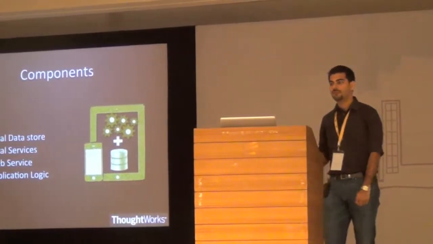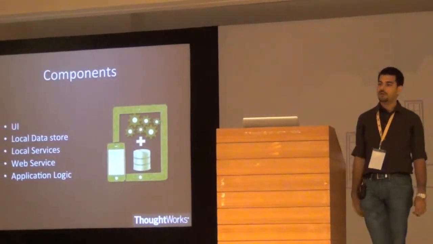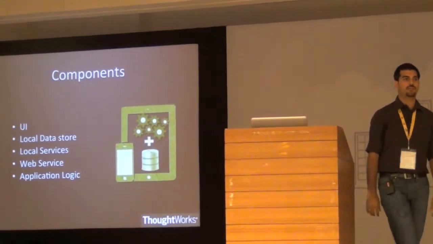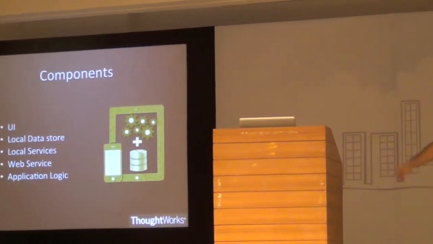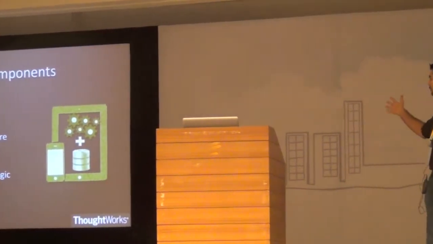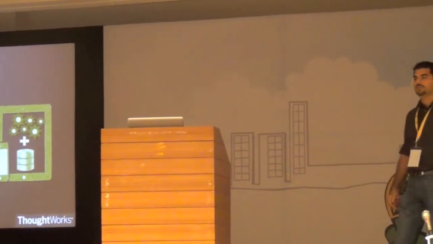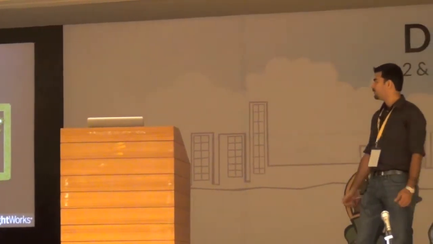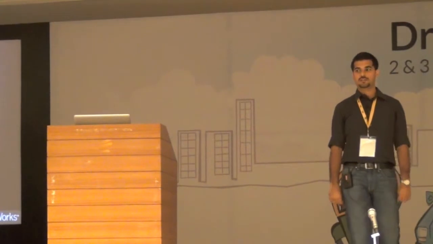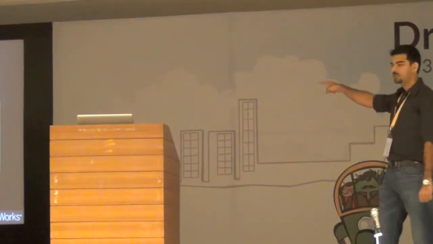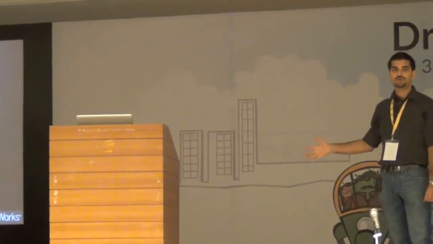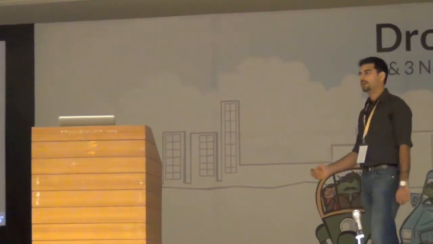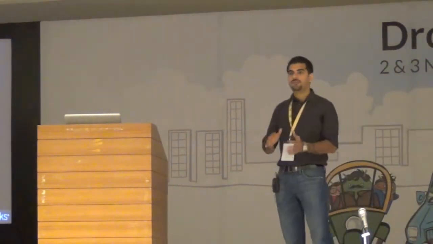So before we actually jump into the architecture that I'm talking about, let's quickly see what are the components that you need in a mobile app, right? I'm pretty sure all of you already know, you need a UI, you need a local data store, you need services. You need a web service and application logic. I just want to basically distinguish between the last 2 points clearly before I move on to the structure, because that's where it matters.